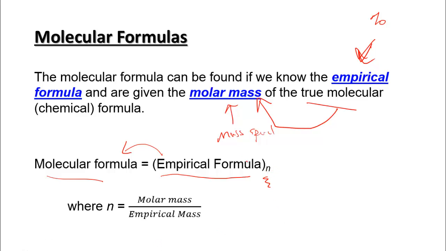So the way we're going to find out how many times to multiply the empirical formula by is we're going to take the molar mass of the real thing and divide it by the empirical formula's mass. And basically, this should always fit into it a whole number of times. If it doesn't fit into there a whole number of times, then you probably have the wrong empirical formula. And then once you find that n value, basically you just multiply the empirical formula by that.